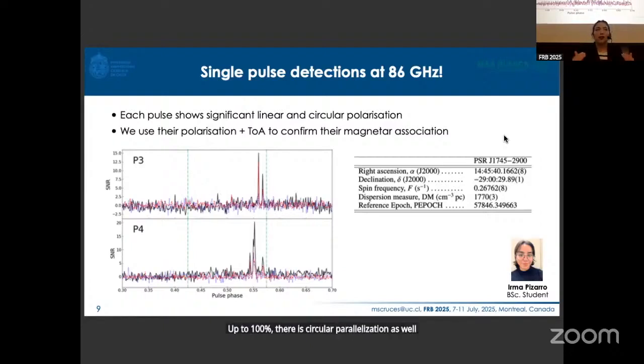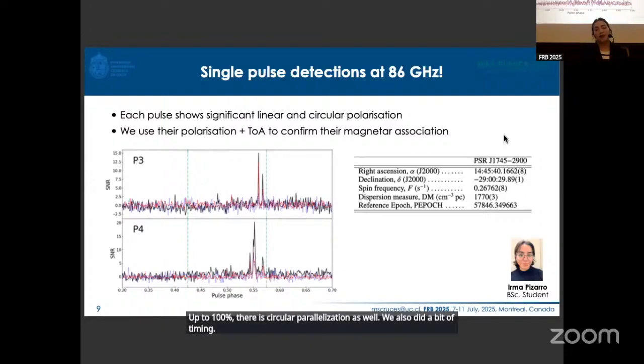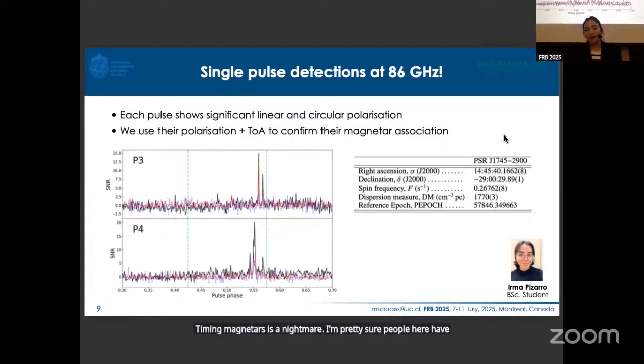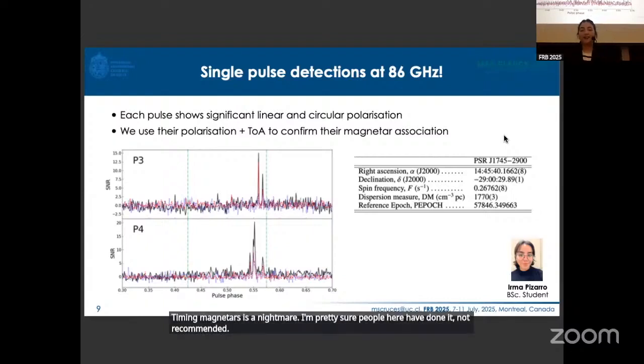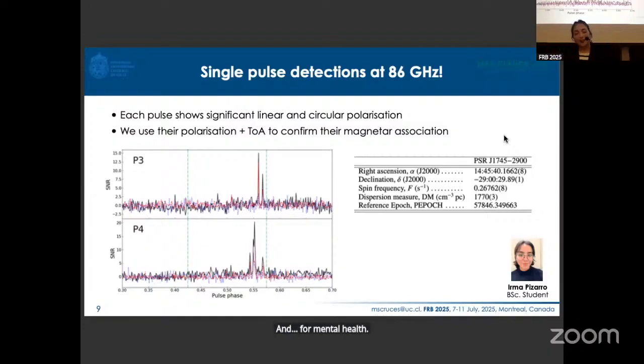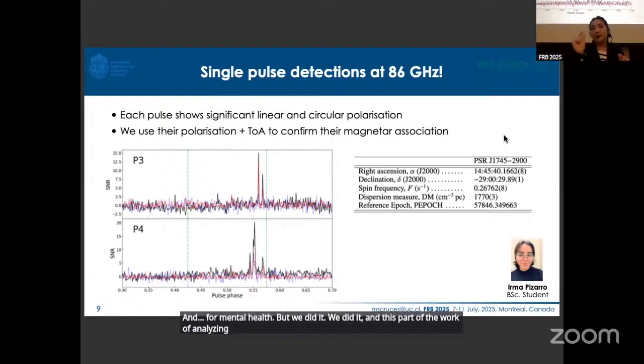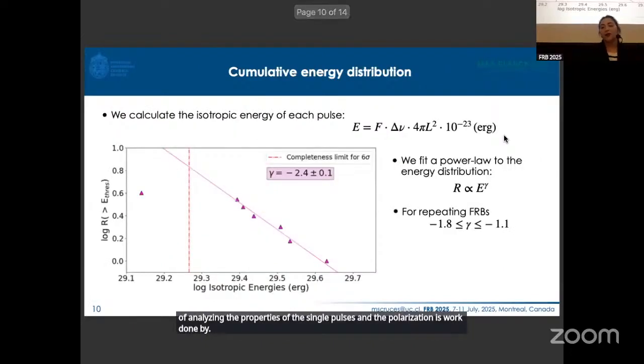We also did a bit of timing. Timing magnetars is a nightmare. I'm pretty sure people here have done it, not recommended, for mental health. But we did it. And this part of the work, analyzing the properties of the single pulses and the polarization, was done by my other student.